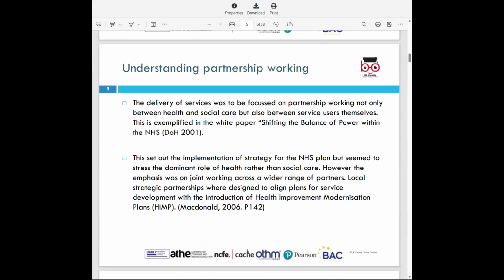So when there is integration, it allows the service user to be able to access different supports within one organization, with different teams in it.